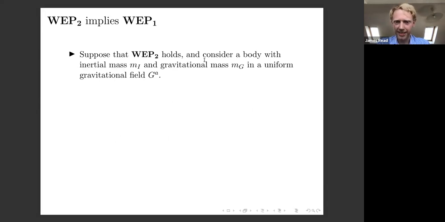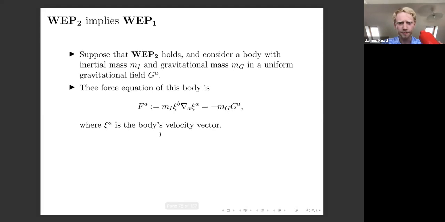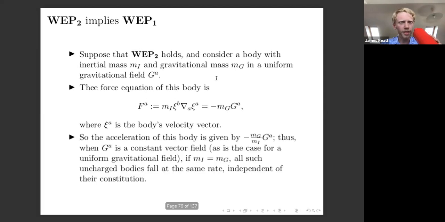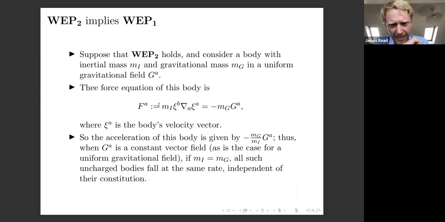To see this, suppose that WEP2 holds, that gravitational mass is equal to inertial mass, and consider a body with an inertial mass m_i and gravitational mass m_g. Its force equation would be this. If it's in a uniform gravitational field and there are no other forces, then the acceleration of this body would just be given by dividing m_g by m_i. So you get (m_g/m_i) g, where g is the gravitational field. So when this is a constant, if the inertial mass is equal to the gravitational mass, all such bodies would fall at the same rate, independent of their constitution. So it seems like you can derive WEP1 from WEP2 fairly straightforwardly.